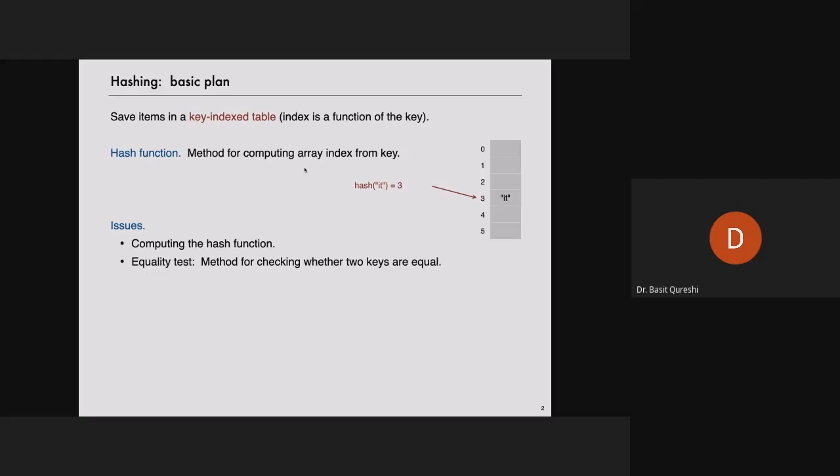Right. Some issues with this data structure. Number one is the hash function itself. It's going to be a simple mathematical formula, but simple does not mean the best. You have to come up with a mathematical formula which is going to distribute your data evenly in the table. We're going to talk about this in a few minutes.